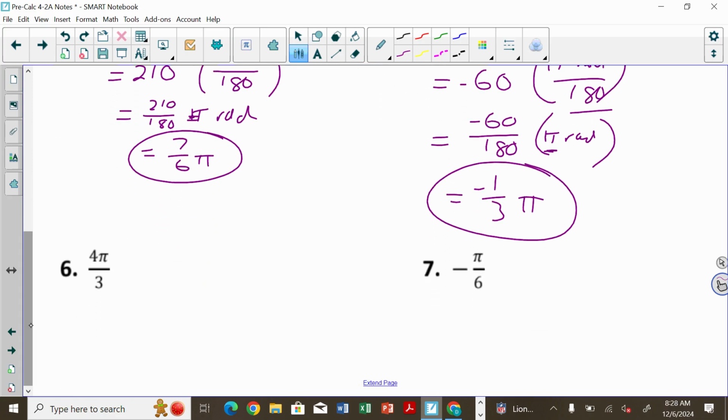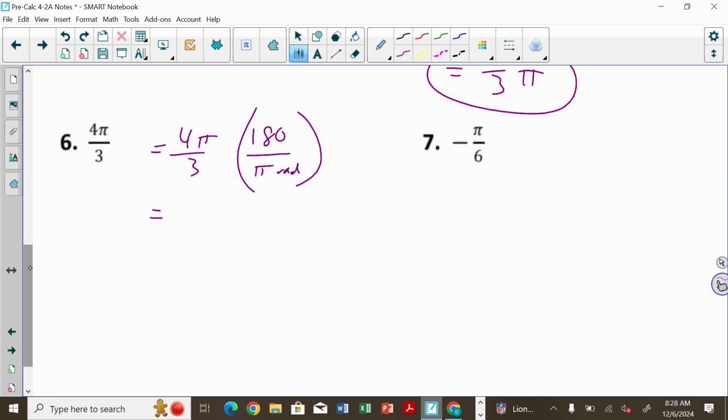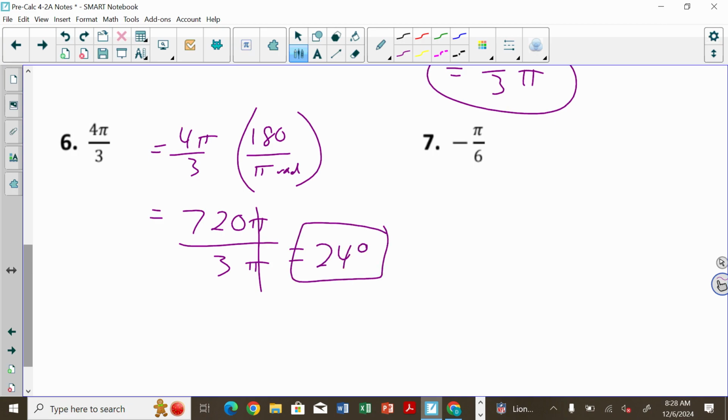All right, going in the other direction, now we're going from radians into degrees. To do that, we're going to take 4 pi over 3 and multiply this by the reciprocal of what we did earlier, 180 over pi radians. Multiplying across, 4 times 180 is going to be 720 divided by 3, and I still have that pi there, so those pi's are going to cancel out. So 720 divided by 3 is equal to 240 degrees.